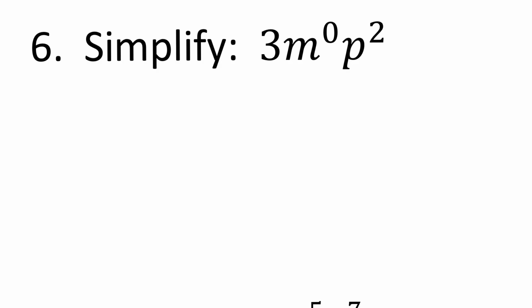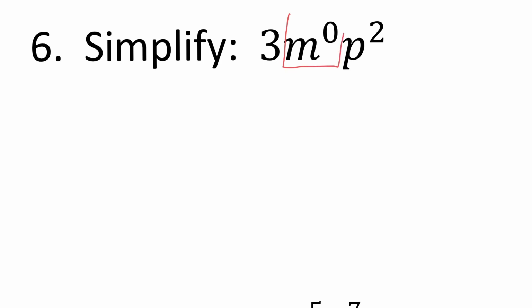Number 6, it says simplify. So you have an expression, not a system. It is an expression, 3m to the 0 power p squared. So this is going to use the properties of exponents. So let's go ahead and look at the property of exponent of 0.